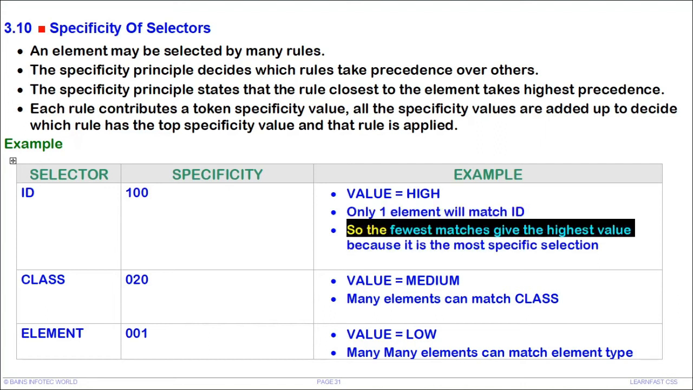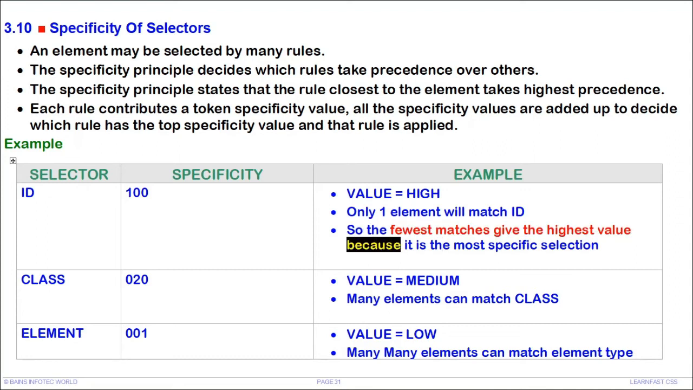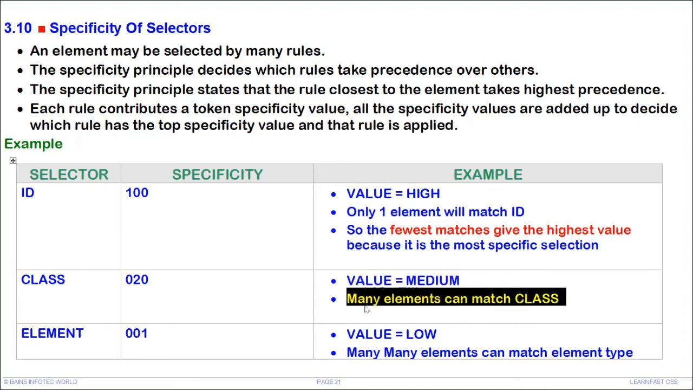So the fewest matches give the highest value because it is the most specific selection possible. Okay, classes can be applied to elements. They can be applied to multiple elements. So a class definition can be applicable to lots of different elements. So the value of that is 20, and the priority of that is medium because many elements can match the class attribute.